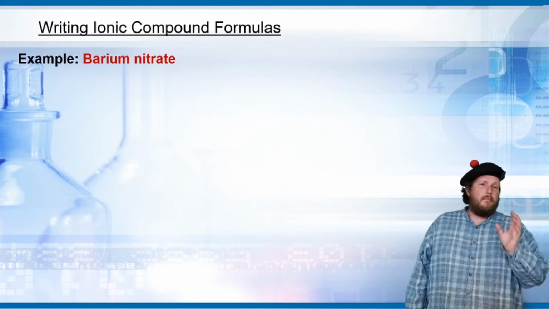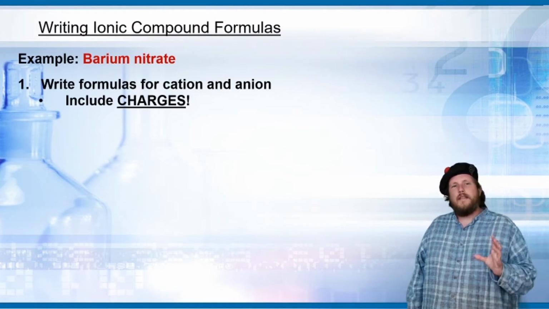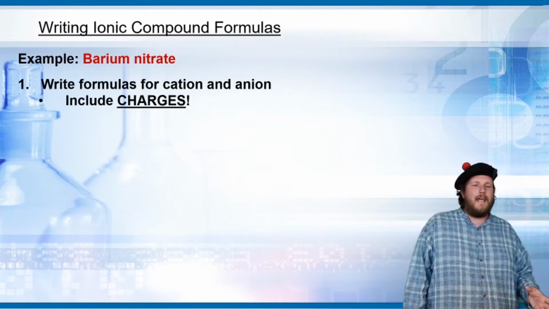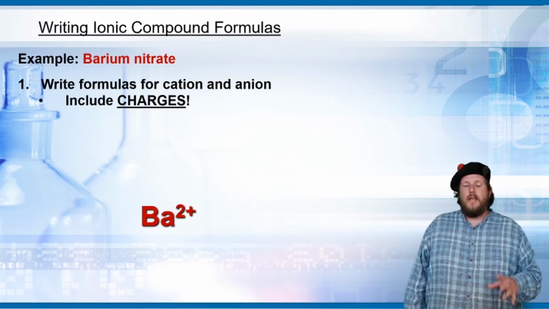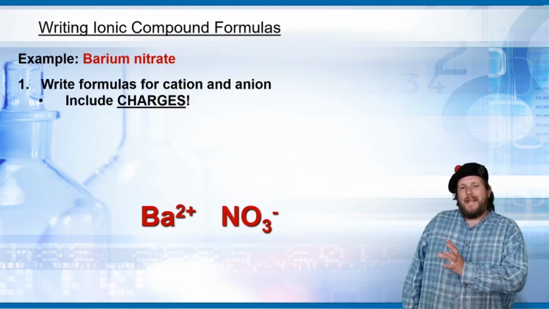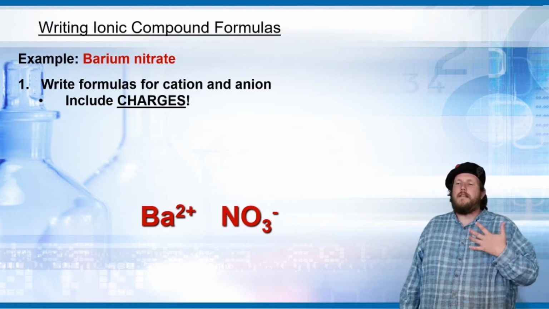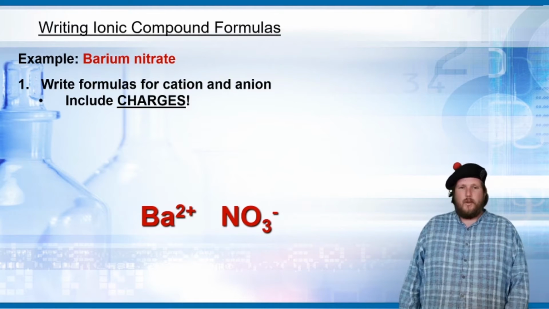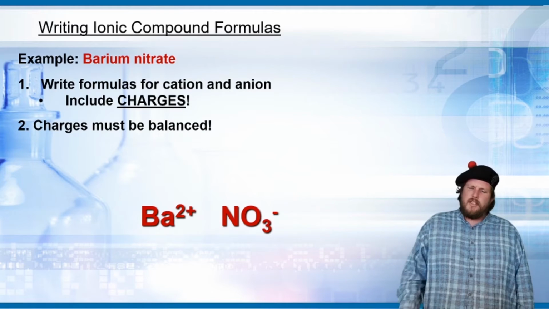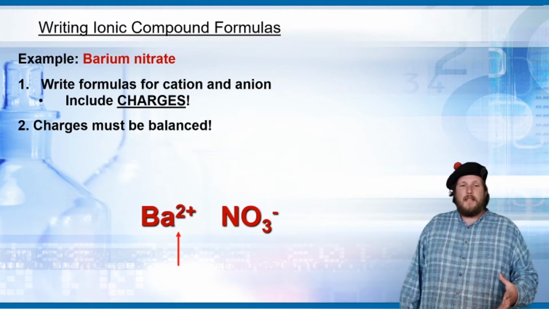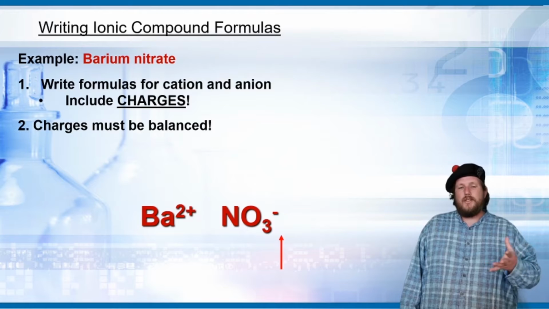So for example, barium nitrate. You write the formulas for the cation and anion and include the charges. So we have Ba2+ and nitrate NO3-. That's a polyatomic ion that you have to memorize. The charges have to be balanced. So this means that we have a 2+ charge and a negative charge.